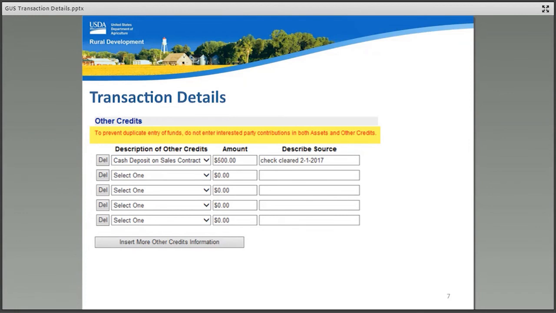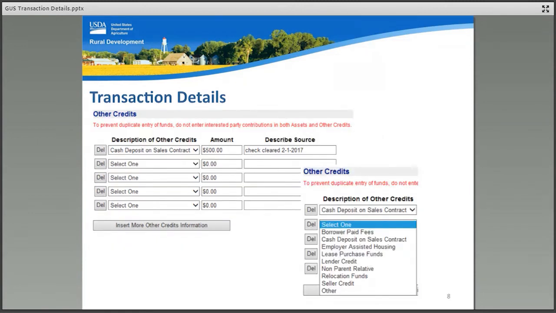GUS will read the application data entries on both pages, and this will result in the cash from or to borrower section and the reserves calculation being an error. Because the asset entries would be inflated, these data entry errors would render a GUS underwriting recommendation invalid.